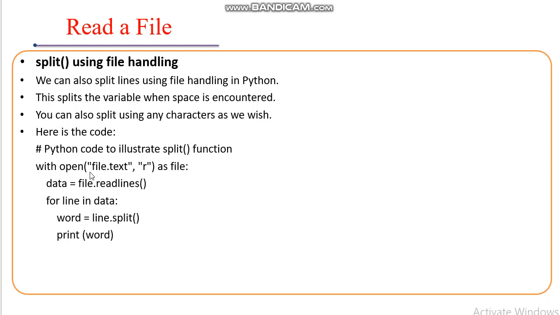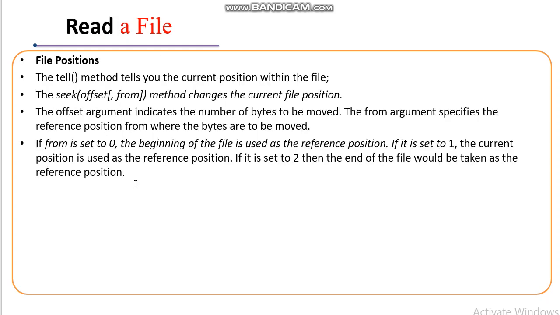So with Python, open file.txt in read mode as file, and data is equal to file.readlines. And for each line in data, we are going to apply split. We want to split it into words. The line is split into words. So word is equal to line.split. Once split, print the word. This is to read the words in a line by using the split function.